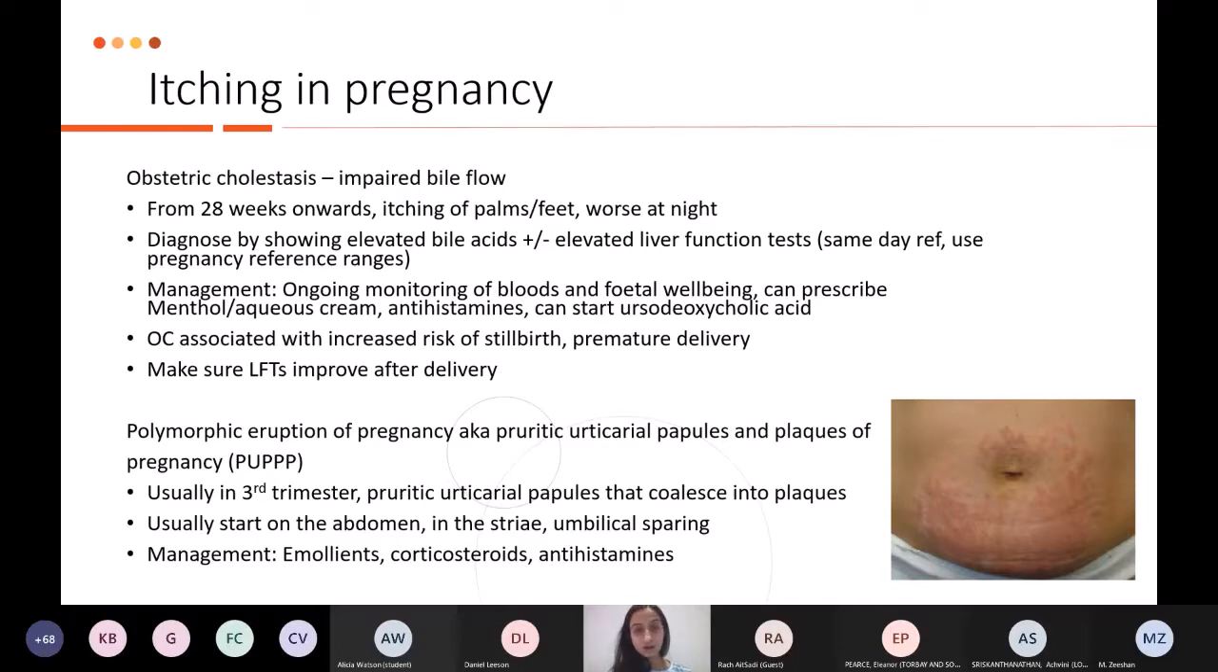On this one, hopefully you can see at the bottom of the belly button, it's actually not on the belly button itself. And this we would normally manage with emollients. Sometimes you might give them a topical corticosteroid cream or antihistamines as well to help with the itching.